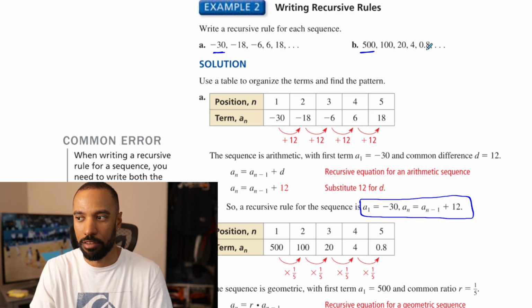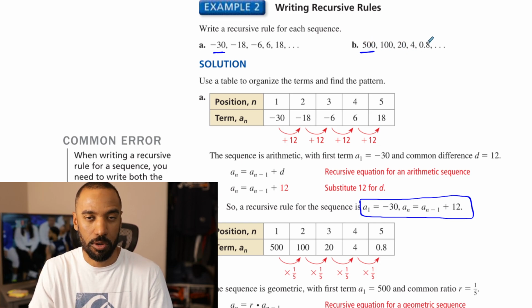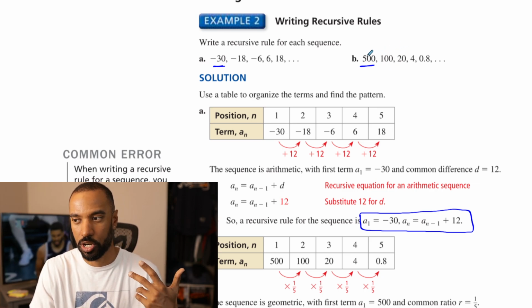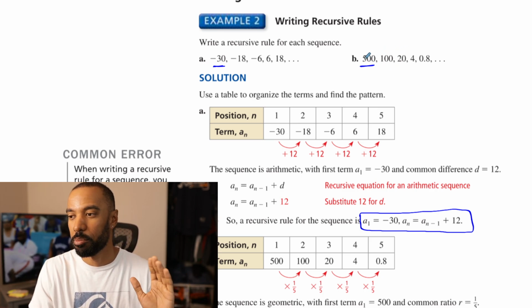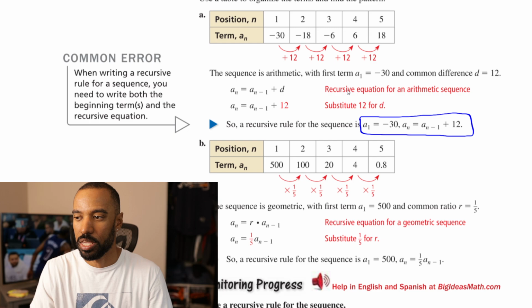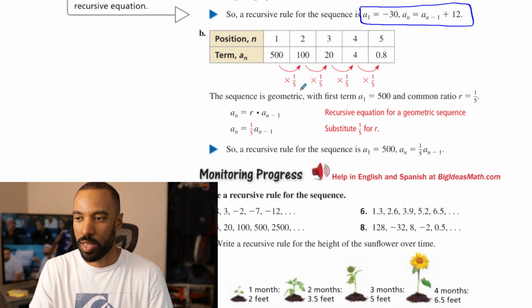The next one appears to be geometric in nature. You're dividing by 5, right? Well, we actually have to say multiplying by 1/5, right? What the common ratio is. So take the previous term, multiply by 1/5, 1/5, 1/5 as you keep progressing forward. So they show that times 1/5 or times 0.2.